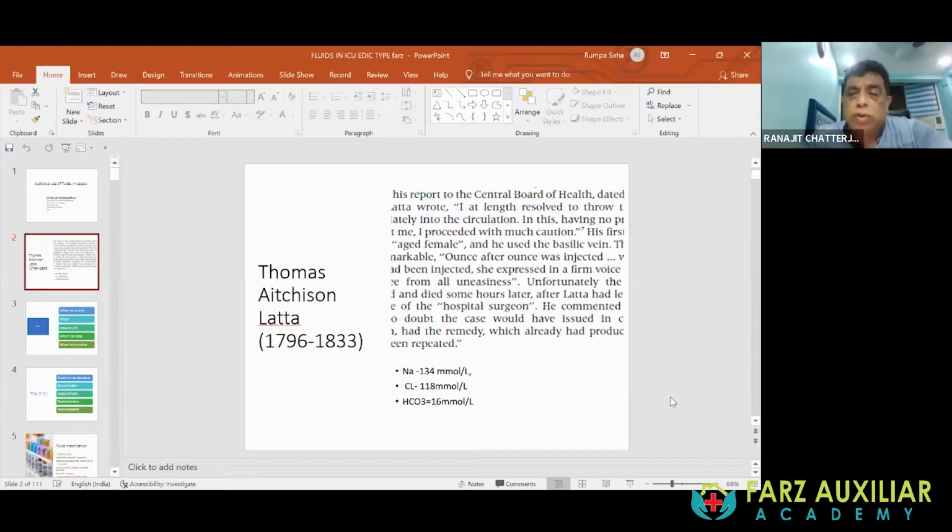So that was the first fluid that was given, and the composition of the fluid was homemade. It was found later, when it was recomposed, that it had sodium of 134, chloride of 118, and bicarbonate of 16.